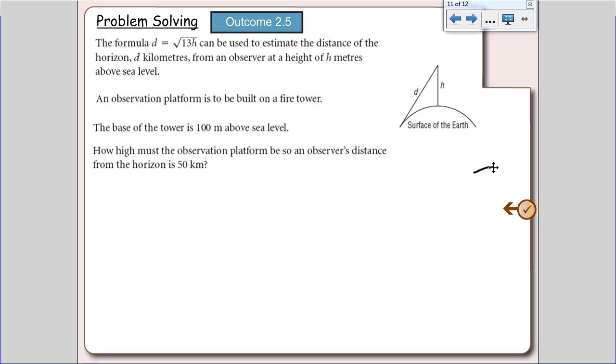So, the formula. I'm going to underline it. D equals the square root of 13h can be used to estimate the distance of the horizon. So that's what that formula is telling me. It's telling me how far away the horizon is from an observer at a height of h meters above sea level.